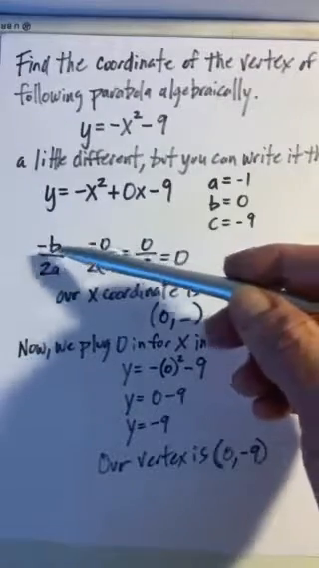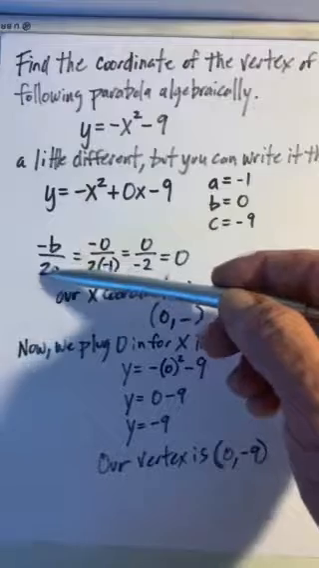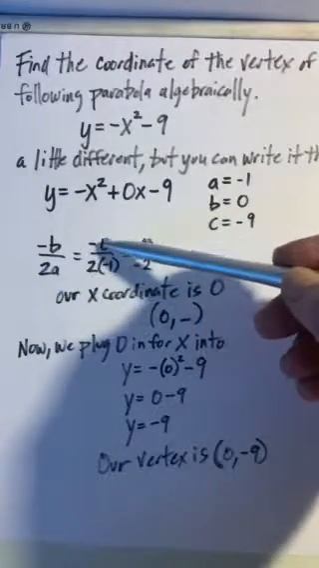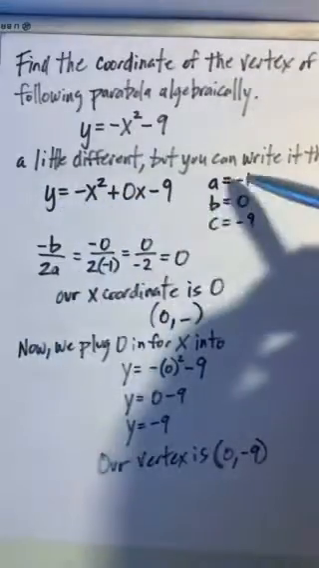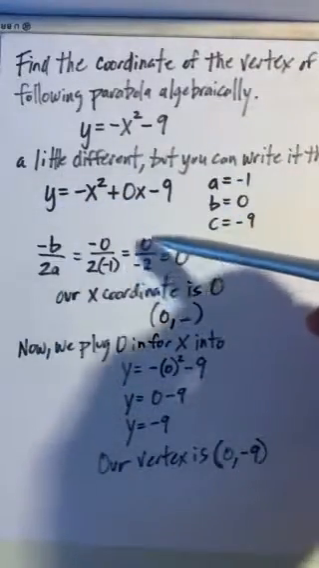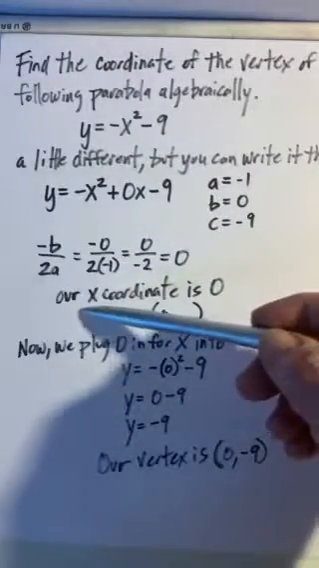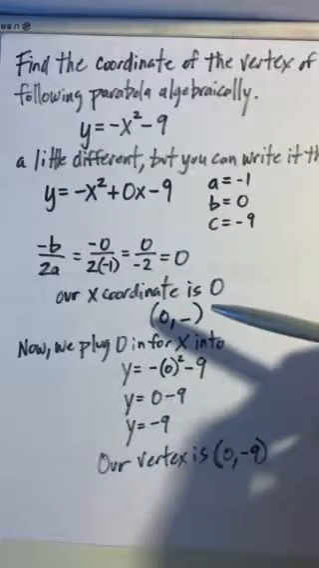Now to find our vertex, we've got to find our x-coordinate, and our formula for that is negative b over 2a. So we plug our b into the formula, 0, and we plug our a into the formula, which was negative 1. That gives us 0 over negative 2, which is 0. So our x-coordinate is 0. And we put our 0 in there.